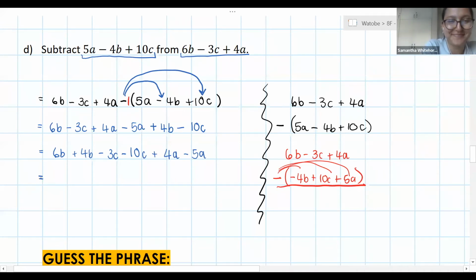We simplify, which is 2b. Why 2b? Oh, sorry, ma'am. I completely forgot that I had made a mistake. 10b. Good. Minus 7c. So minus 3c minus 10c, what does that give us? 7c. Oh, 13. Negative 13. -13. Good.